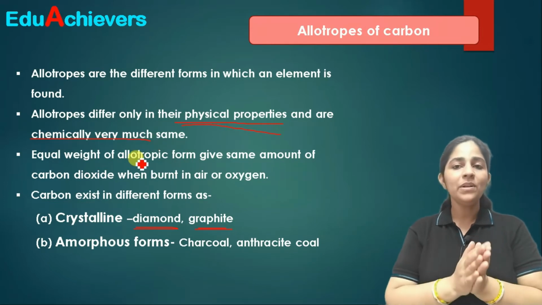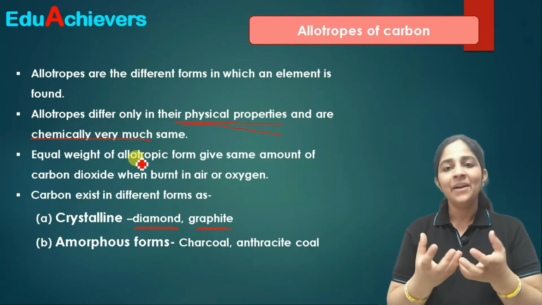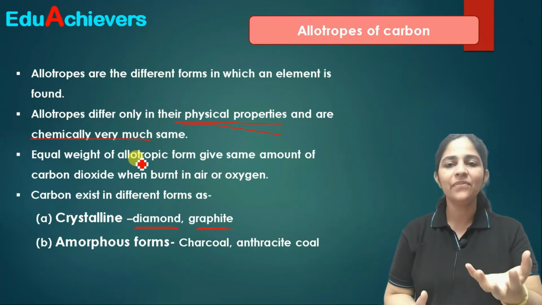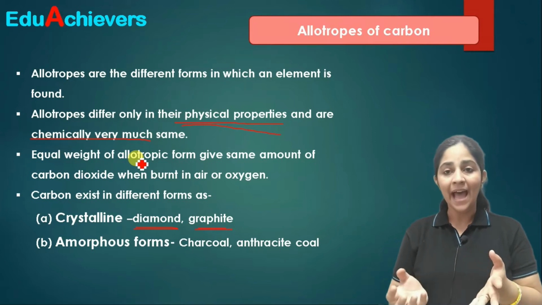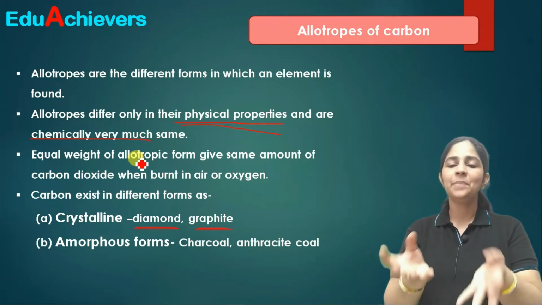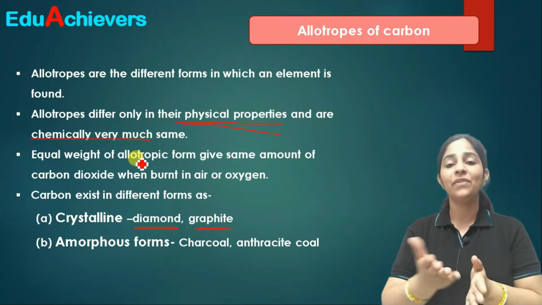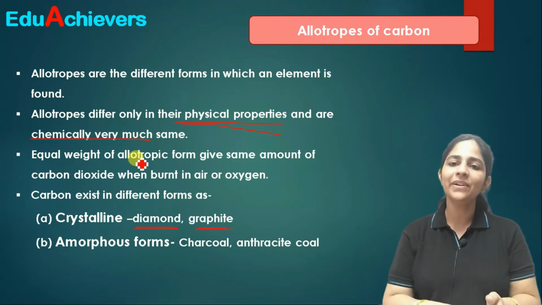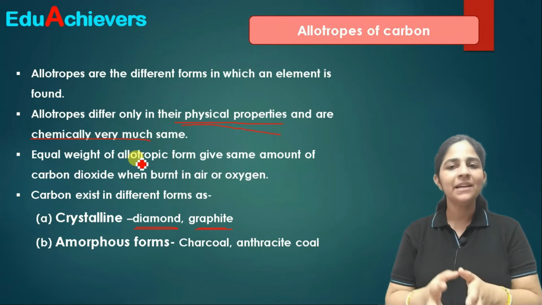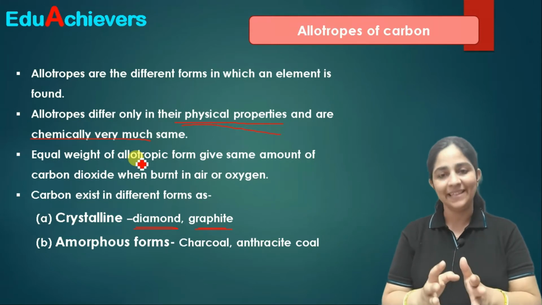Now, see, such an irony. If you take 50 grams of diamond and 50 grams of graphite and you burn them, you will obtain the same amount of carbon dioxide from both of them. And that's the reason we say that chemically they both react in the same way, but they are different only physically, right?